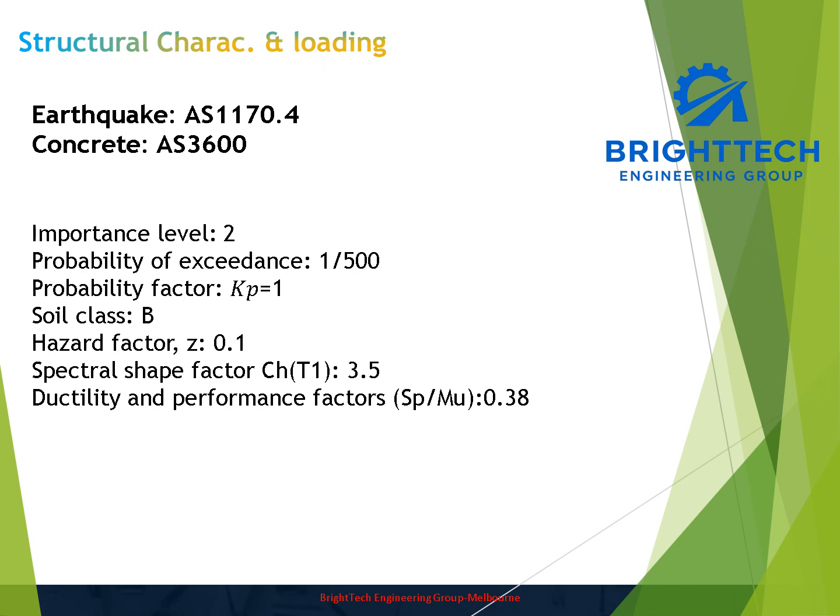For this structure and the location that it is going to be built, the importance level is 2. The probability of accidents is 1 per 500 years. Probability factor Kp is 1. Soil class is B. Hazard factor Z is 0.1. Spectral shape factor Ch(T), which is dependent on the period of the structure, is 3.5, and ductility and performance factor Sp over mu is 0.38.